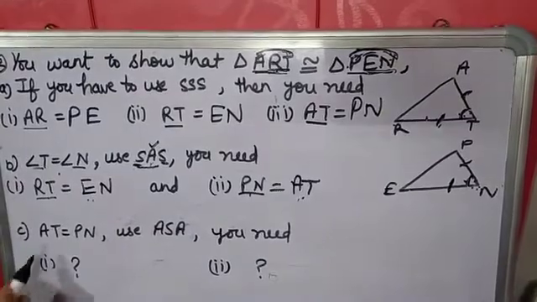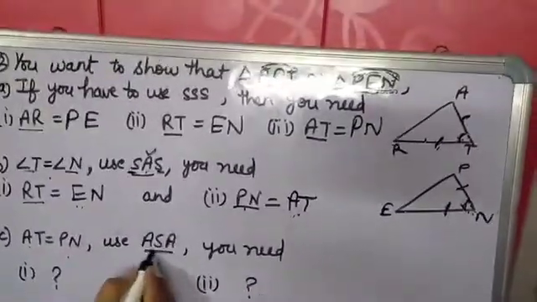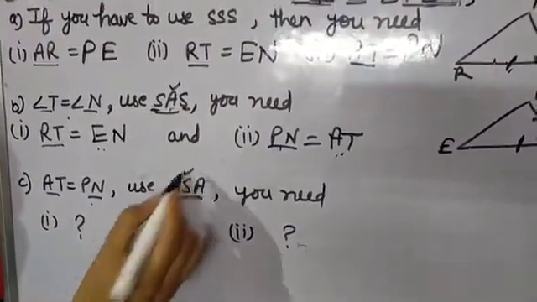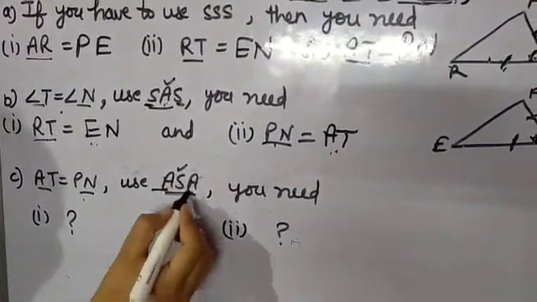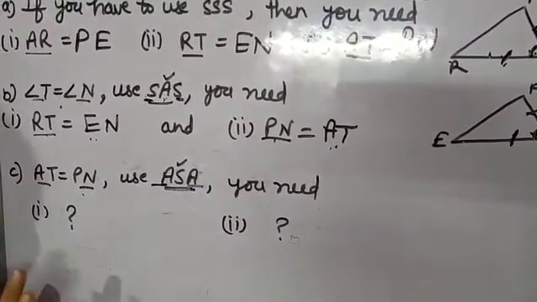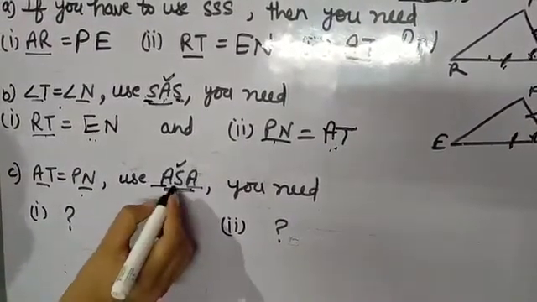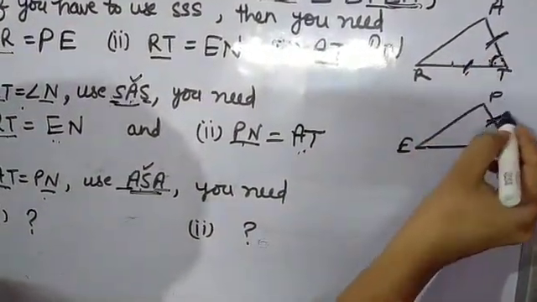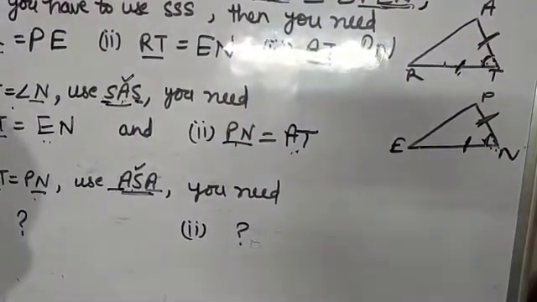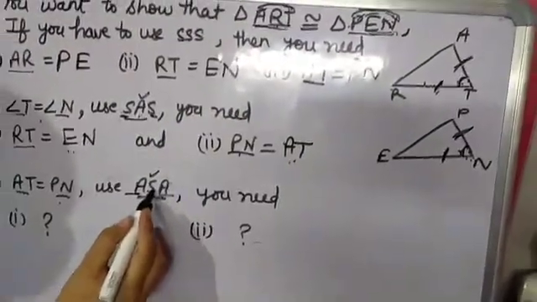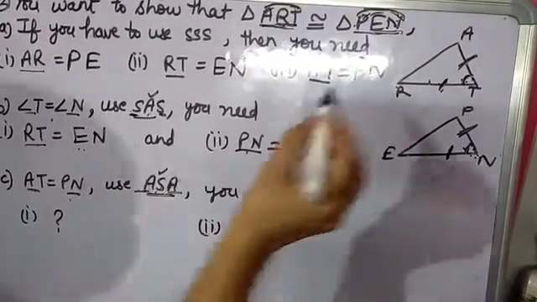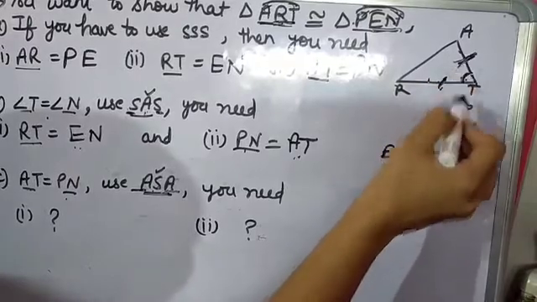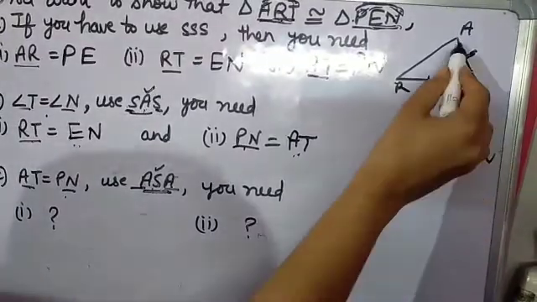Now C part, AT is equal to PN, you have to show ASA. One side is given, and you have to show two angles. Okay, which two angles will be equal? देखो, which side is given? AT is equal to PN. This side is equal. So this side will come between which two angles?